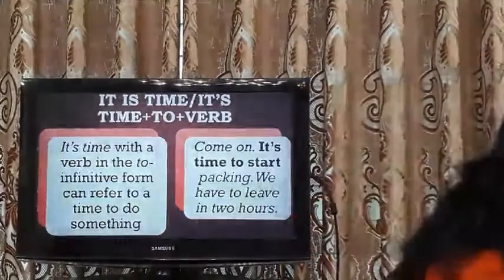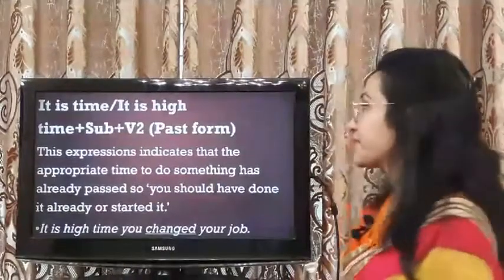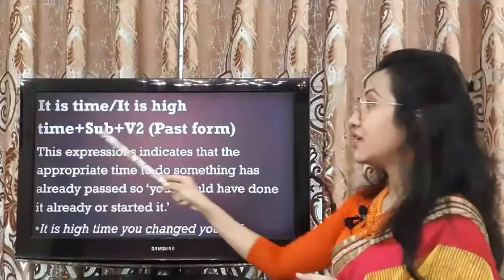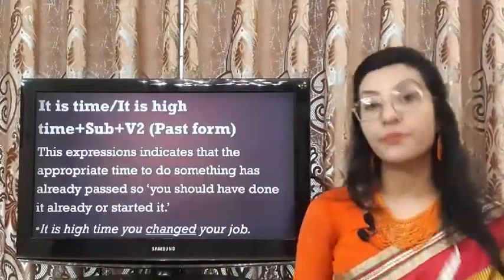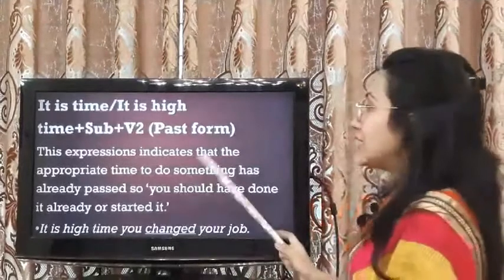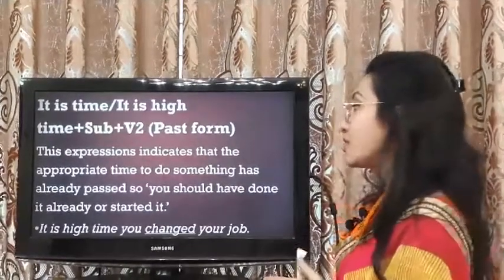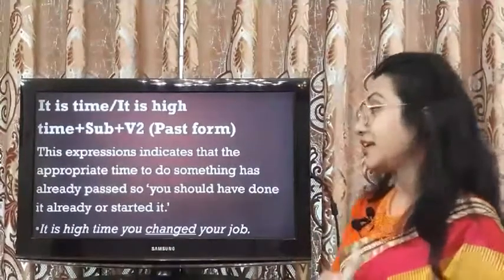Now the second one, it is time or it is high time. Now it is time or it is high time plus subject plus V2 past form. How it differs from the previous one, let's see. This expression indicates that the appropriate time to do something has already passed, so you should have done it already or started it.